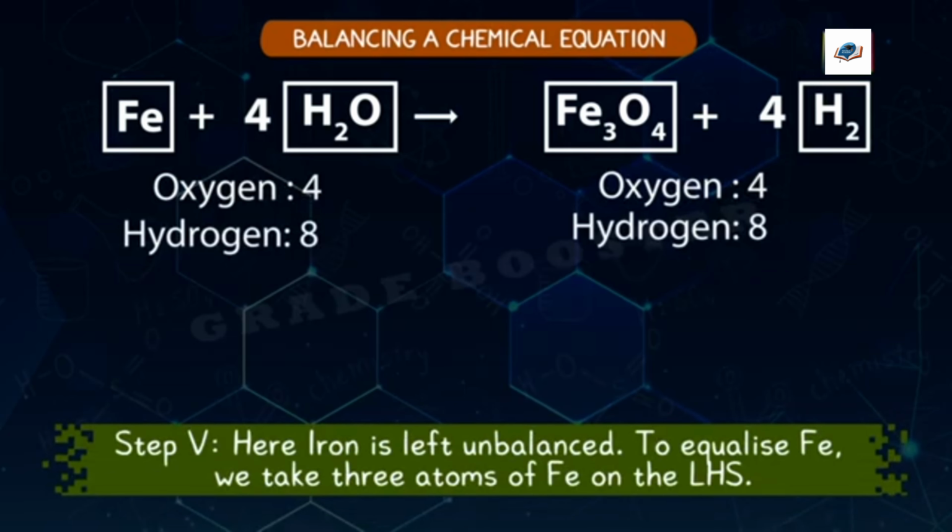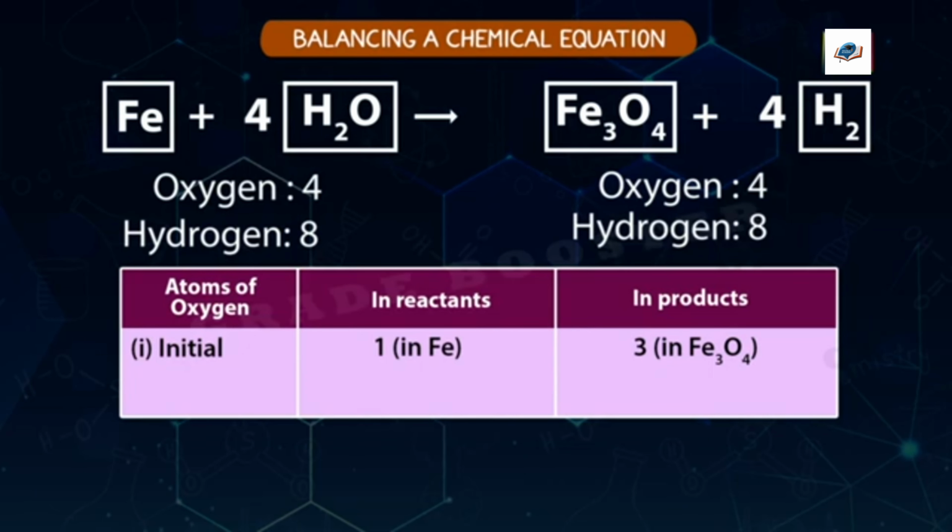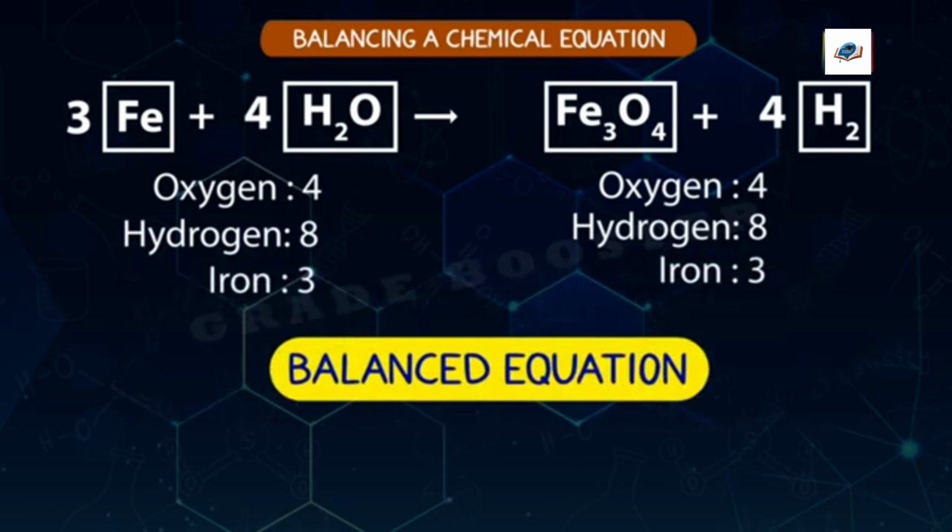To equalize iron, we take 3 atoms of Fe on the left hand side. Let's see. Atoms of iron initially in the reactants is only 1, whereas in the products it is 3, in Fe3O4. So now in the reactants we are multiplying 1 with 3. That means we are adding 3 as a coefficient for Fe. Now it becomes 3Fe plus 4H2O gives rise to Fe3O4 plus 4H2. So now this is a balanced equation.